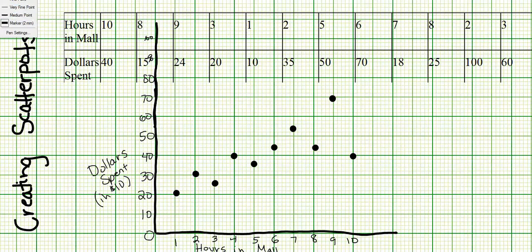You wouldn't take your pencil and make a line graph out of it and say, oh, well, it looks like this, and these go up, these go down. Scatter plots do not. You do not connect all the points on a scatter plot.